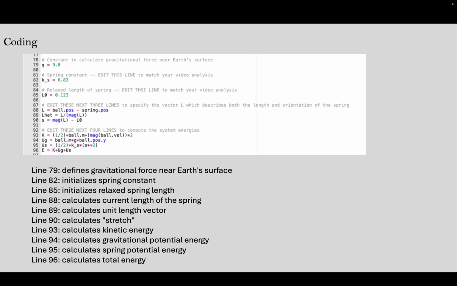For the code, line 79 defines gravitational force near Earth's surface, line 82 initialized the spring constant, line 85 initialized the relaxed spring length, line 88 calculated the current length of the spring, line 89 calculated the unit length vector, line 90 calculated the stretch, line 93 calculated the kinetic energy, line 94 calculated gravitational potential energy, line 95 calculated spring potential energy, and line 96 calculated the total energy.